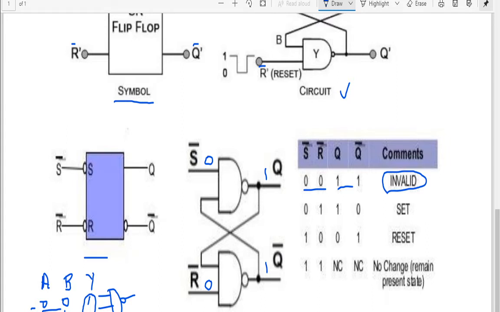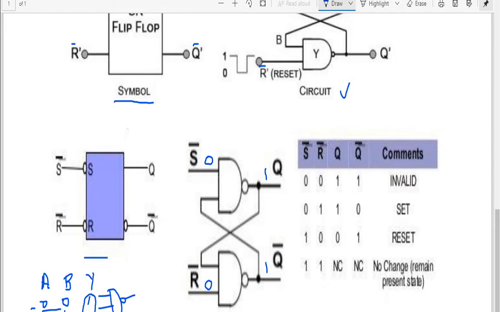So when S bar and R bar are equal to 0, the state is an undefined state, or we call it an invalid state. Why? Because Q bar should be the complement of Q. So it is in the metastable state. So we call it an undefined state or an invalid state. Fine.